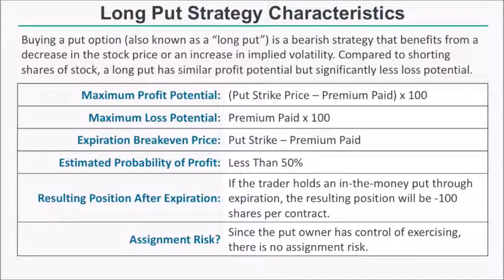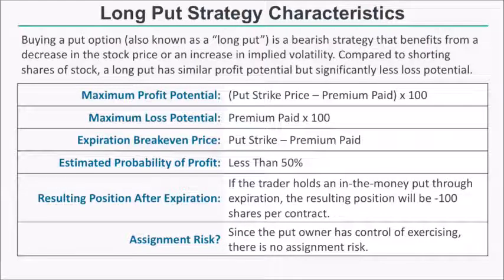Now, compared to shorting shares of stock, a long put has similar profit potential but significantly less loss potential. That's because when you short shares of stock, you have unlimited loss to the upside, but when you buy any option, the worst case scenario is that that option expires worthless, in which case you have limited loss potential.